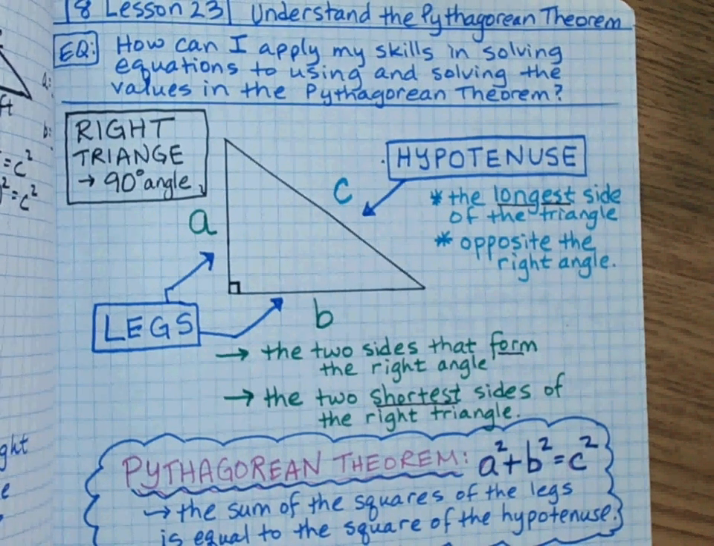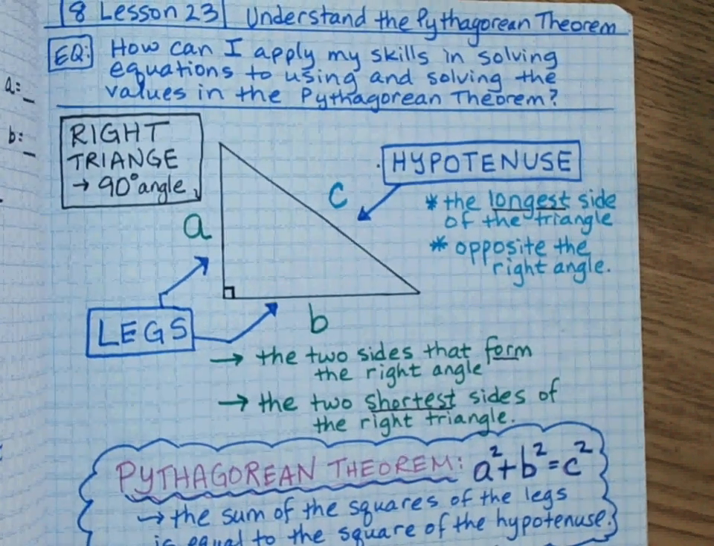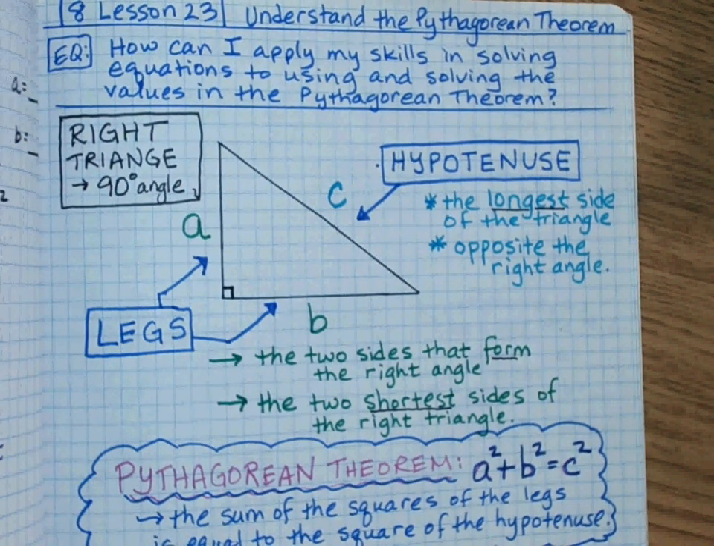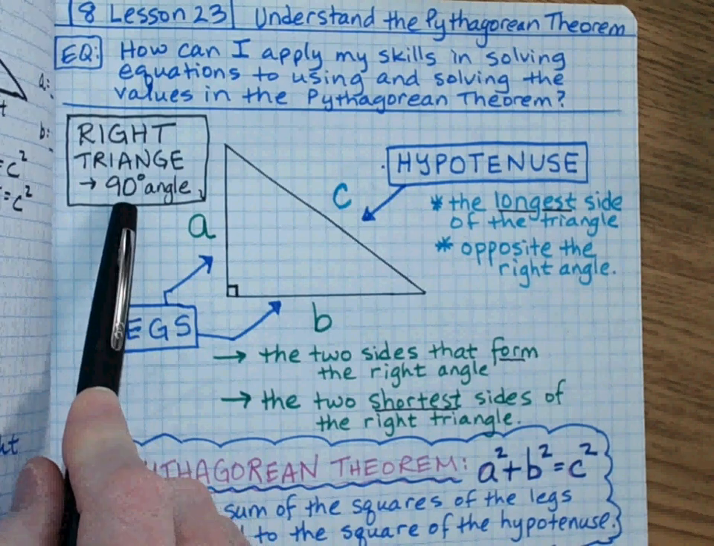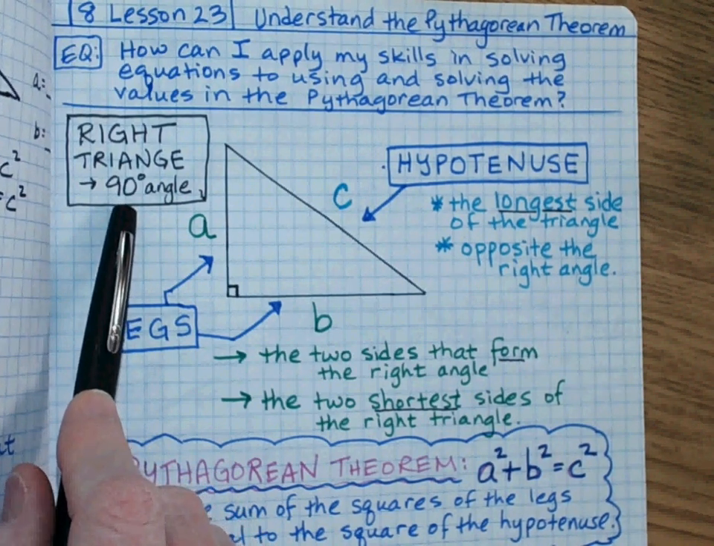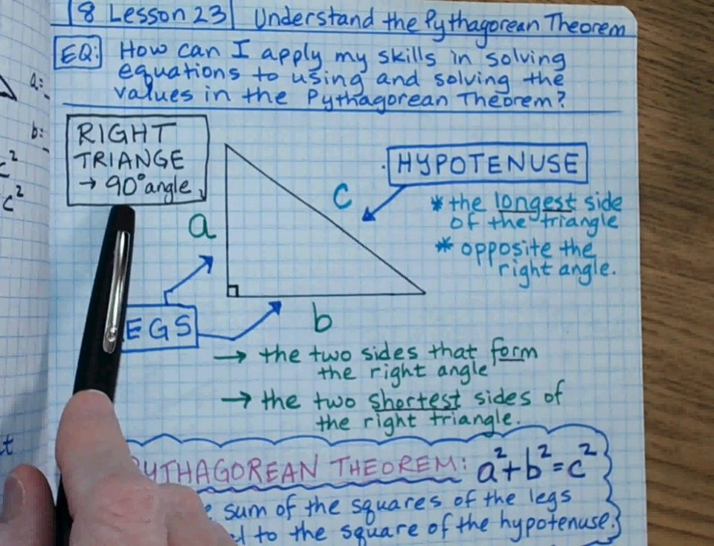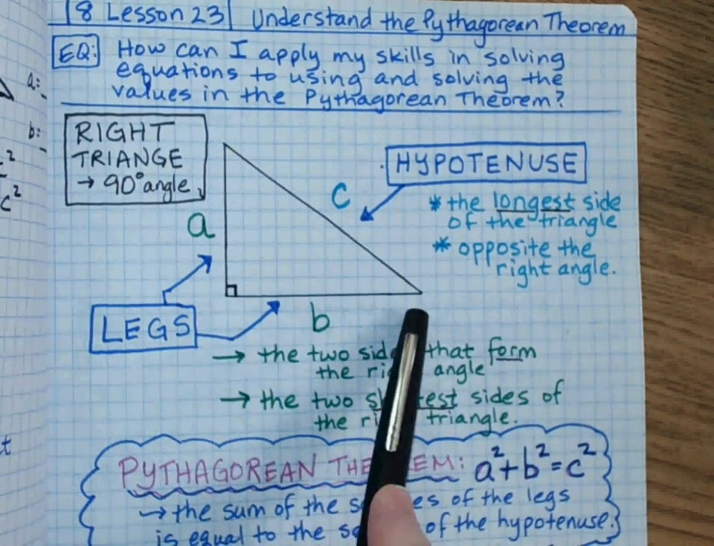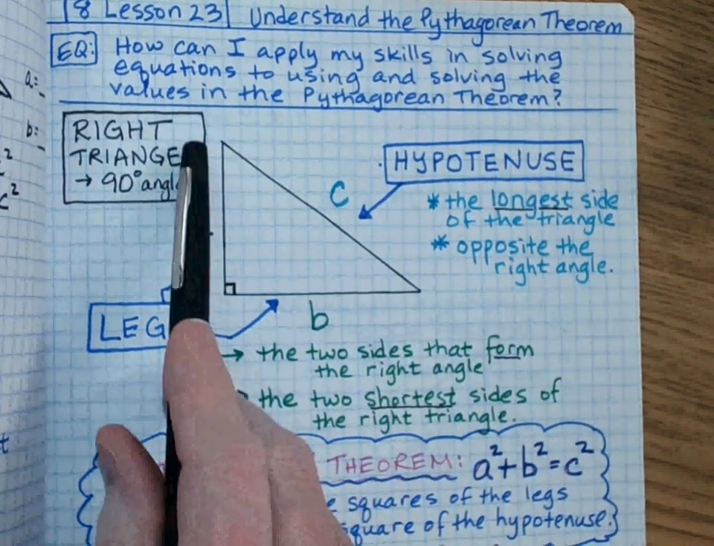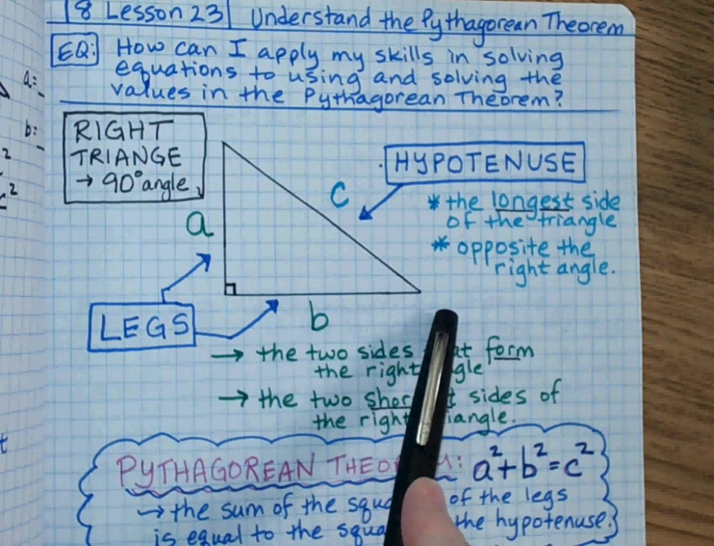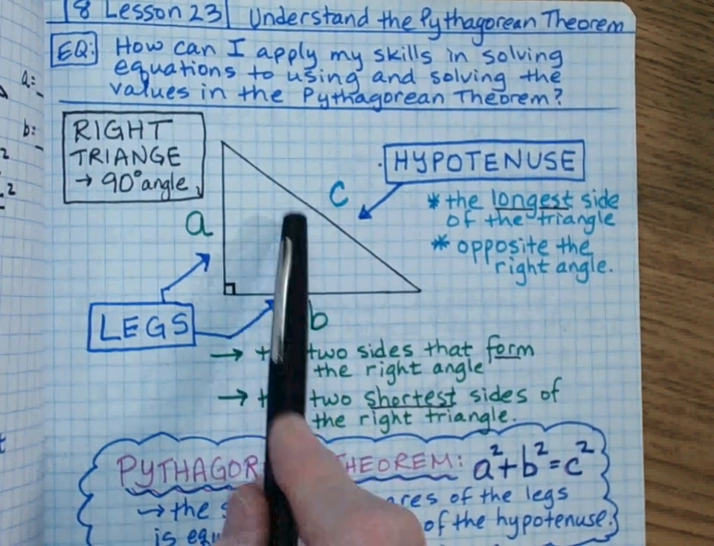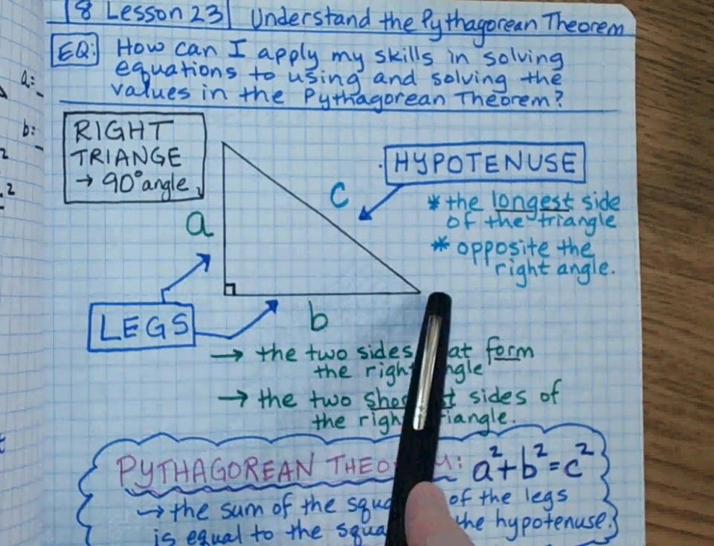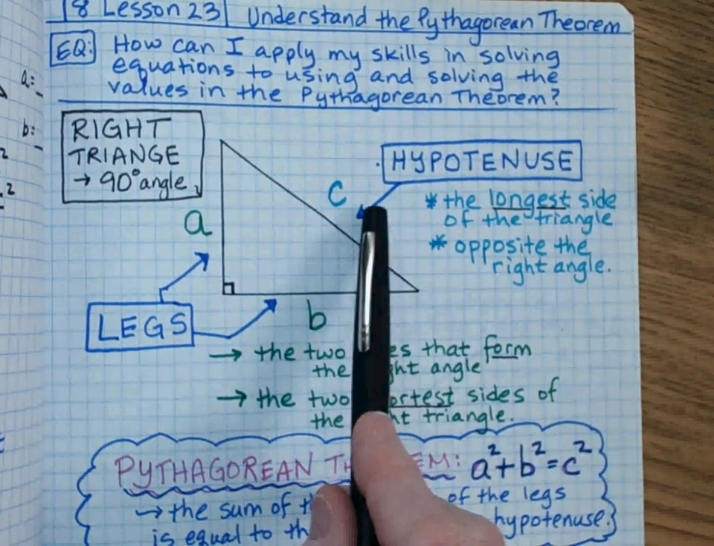So in this unit, when we're talking about the Pythagorean theorem, in order for it to work, it has to be a right triangle. Now, all triangles have three sides. The longest side of a right triangle is the hypotenuse. It is always opposite that right angle. It is the longest side always, and it's opposite. It's called the hypotenuse.